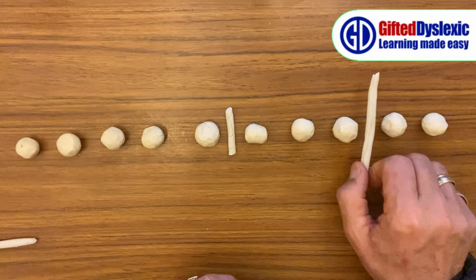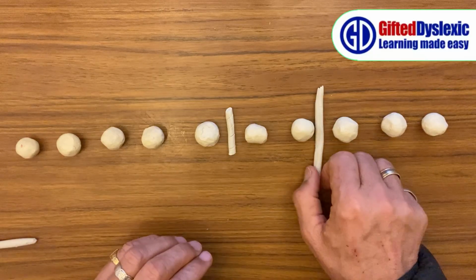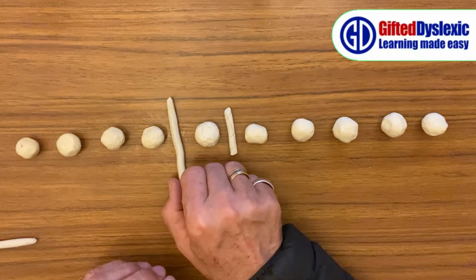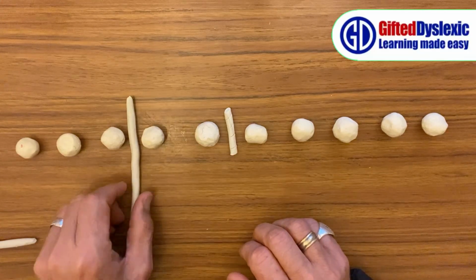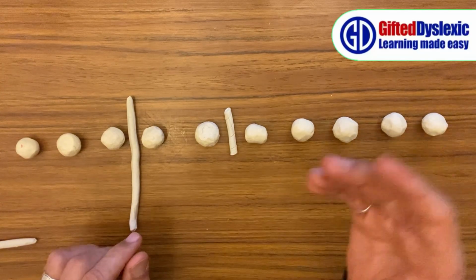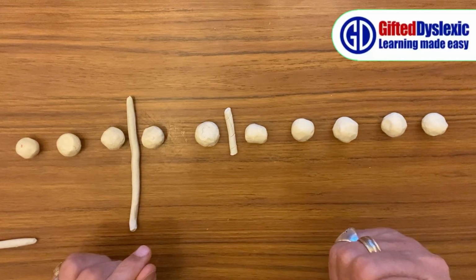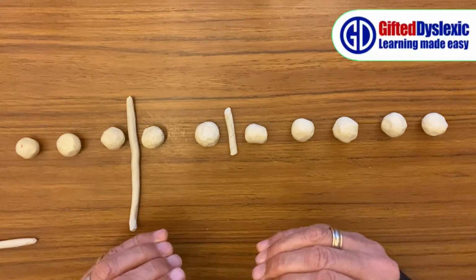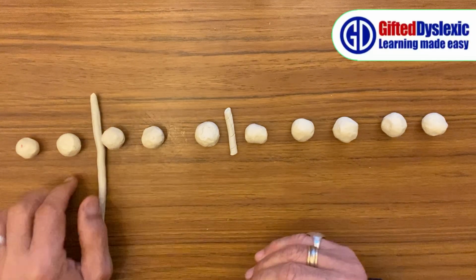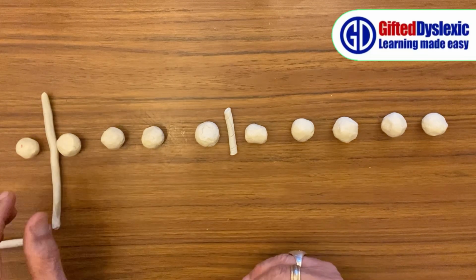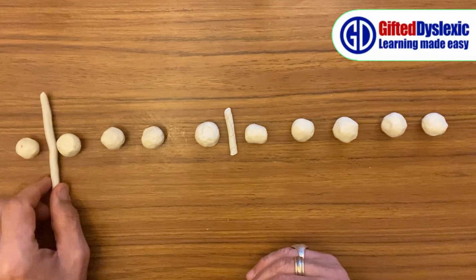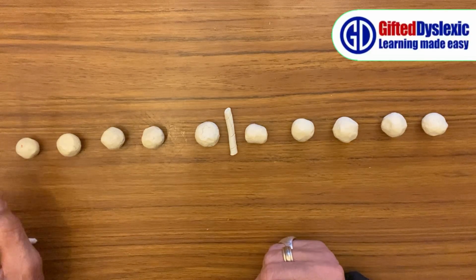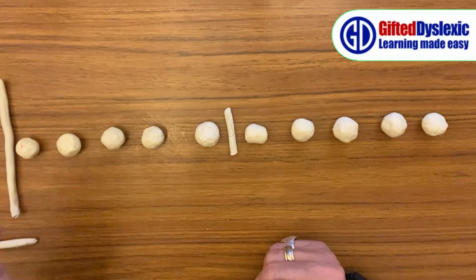8 and 2, 7 and 3, 6 and 4, 5 and 5, 4 and 6, 3 and 7. There was a little hesitation, you may have noticed. I lost my focus. And that's what we're looking for, just like in the alphabet. 2 and 8, 1 and 9. Again, little hesitation. I lost my focus, started thinking about something else. 0 and 10.